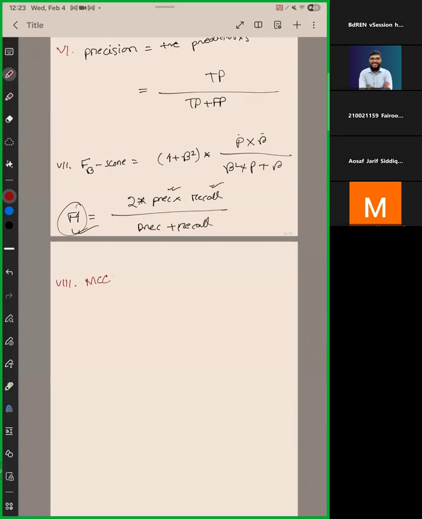MCC score is actually really good, and you can consider this the best one. And the equation is a little bit complicated, do look it up. True positive, true negative minus false positive, false negative, divided by the square root of (true positive plus false positive) multiplied by the other terms, seven terms will come, okay? So MCC score is a little bit different compared to the previous ones.